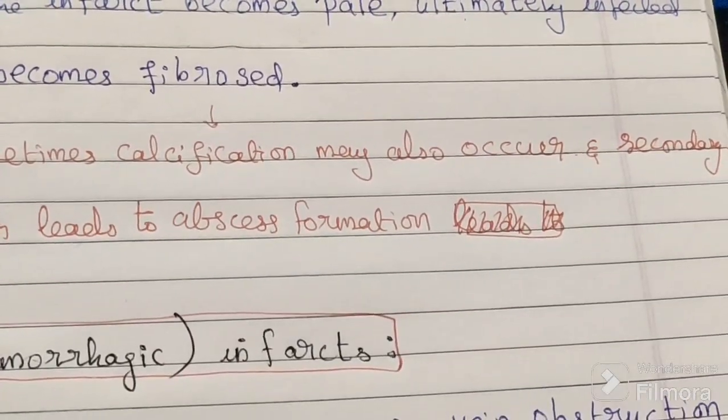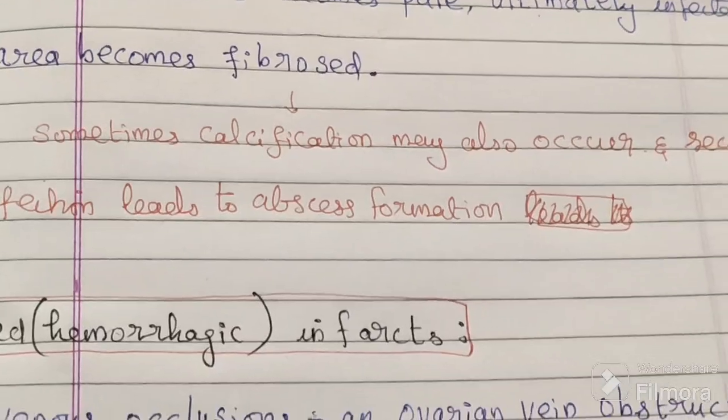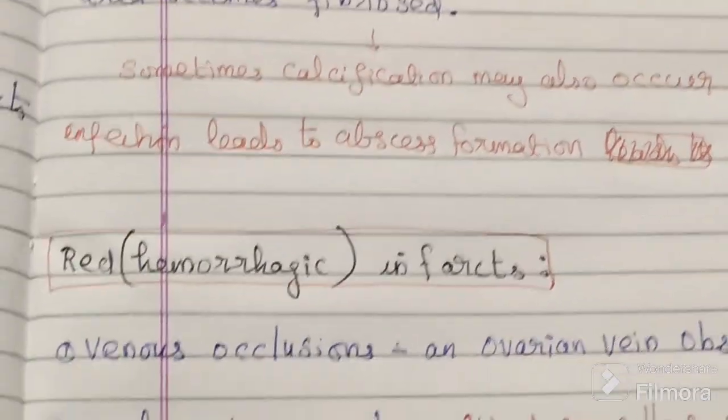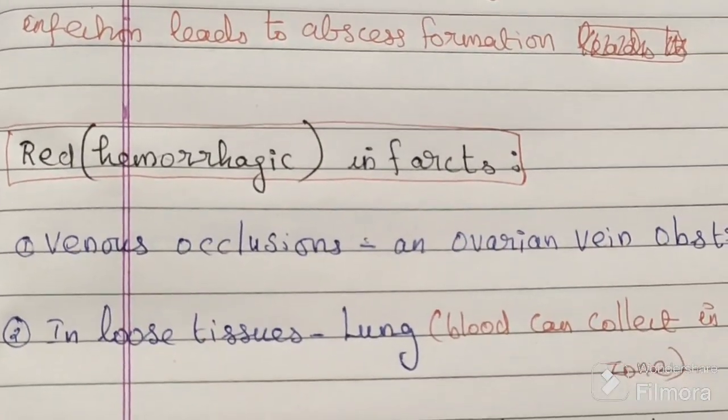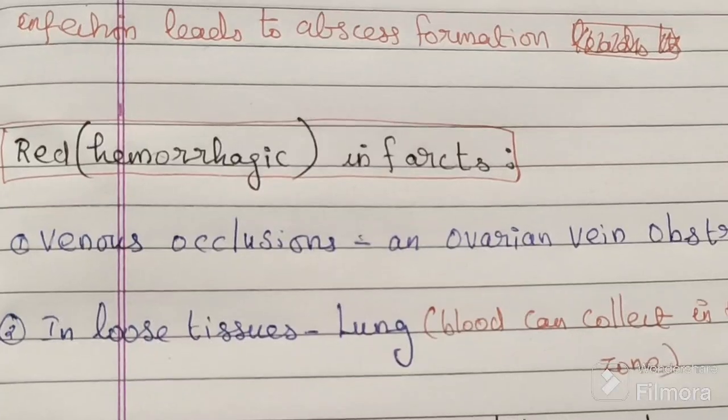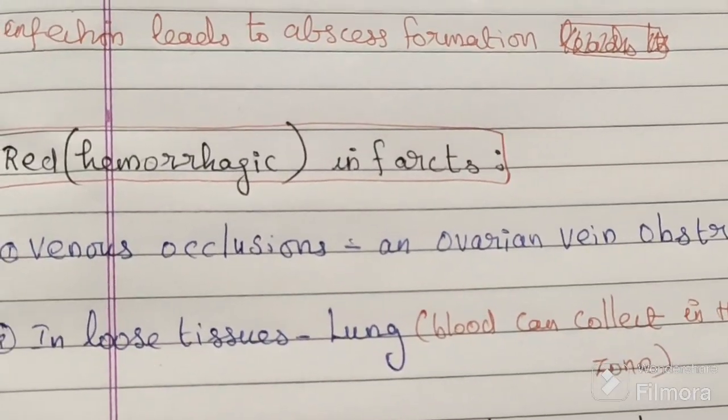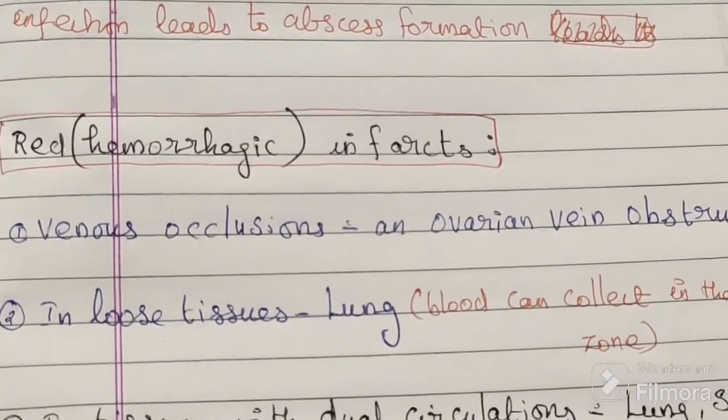Sometimes calcification also occurs. Secondary infection leads to abscess formation. The second type is red infarct.